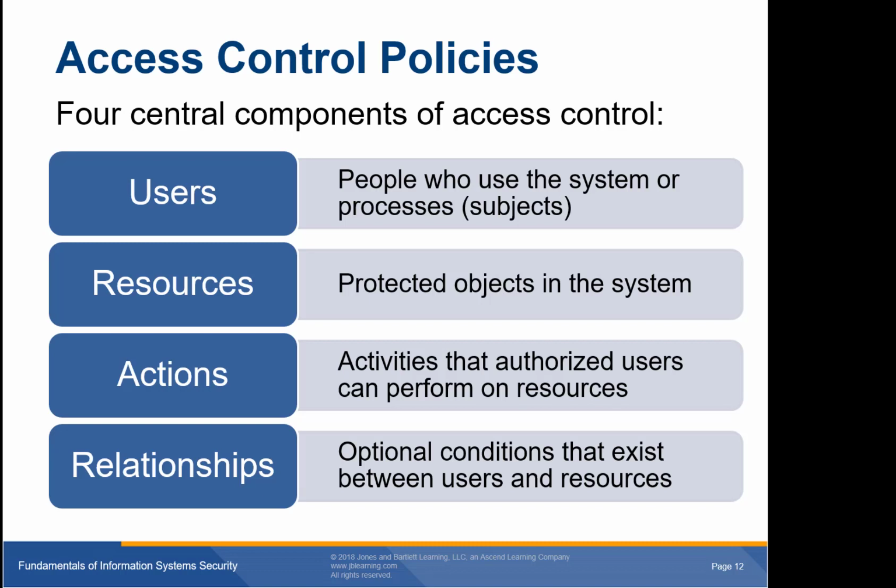You must understand the 4 central components of access control to manage access control policies well. First, you have users. These are the people who use the system or processes that perform some service for other people or processes. A more general term for users is subjects. Resources. Resources are protected objects in the system. Resources can be accessed only by authorized subjects. Resources can be used only in authorized ways. Actions are activities that authorized users can perform on the resources. And relationships, these are optional conditions that exist between users and resources. Relationships are permissions granted to an authorized user, such as read, write, or execute.